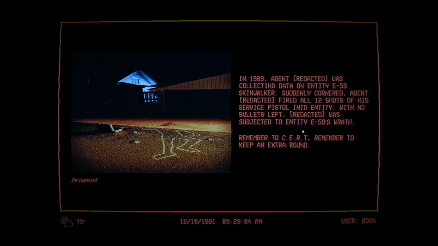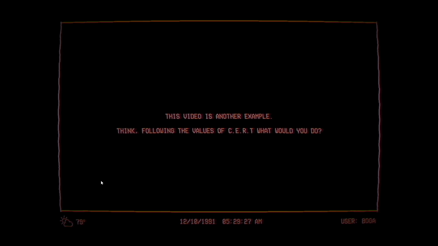In 1989, Agent Redacted was collecting data on Entity E59 Skinwalker. Suddenly cornered, Agent Redacted fired all 12 shots of his service pistol into Entity. With no bullets left, Redacted was subjected to Entity E59's wrath. Remember to search, remember to keep an extra round. This video is another example. Think, following the values of search, what would you do?